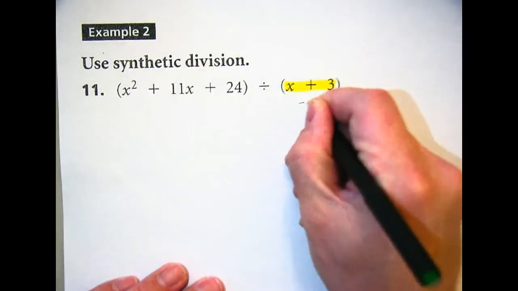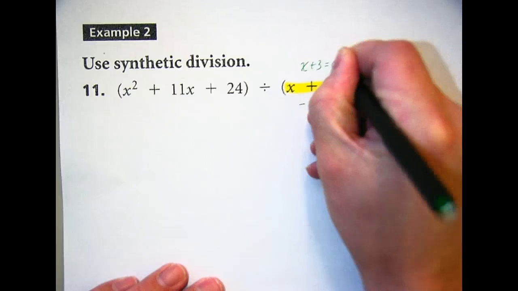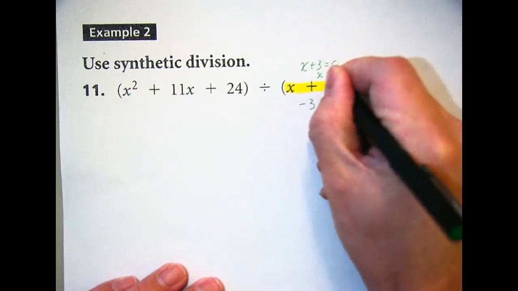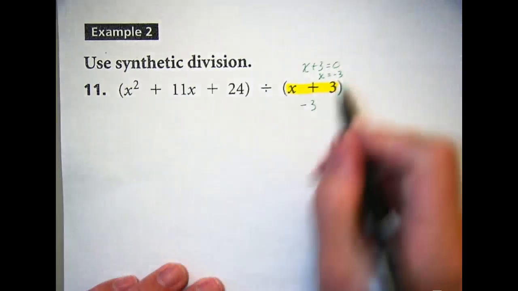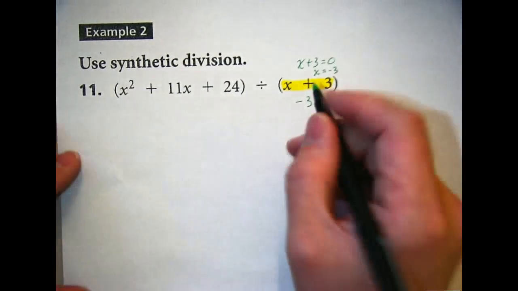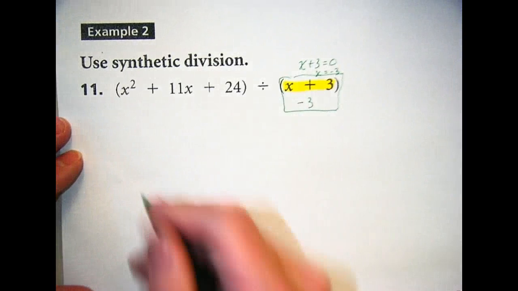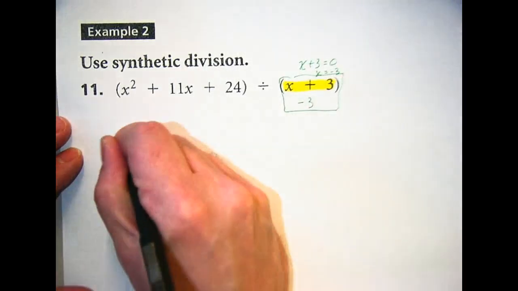Negative 3, right? So we're saying to ourselves x plus 3 equals 0. And what makes x 0? X would have to be negative 3. Okay, what makes that expression 0? X would have to equal negative 3. So we're going to take negative 3 out of this, just like solving, like if that was one of our solutions. We're going to take that and we're going to put it right here.